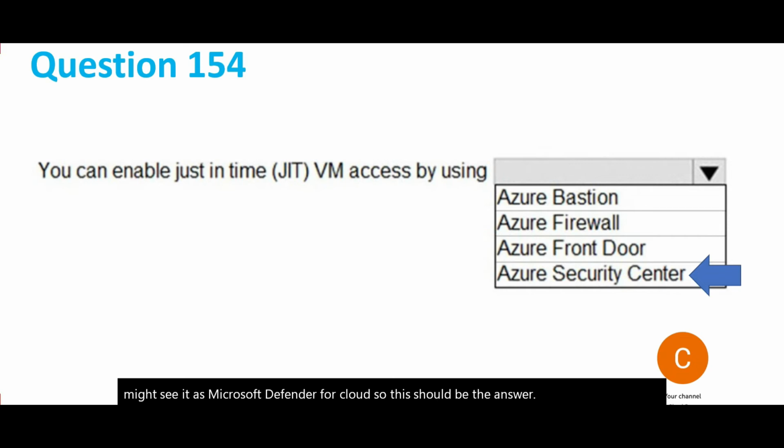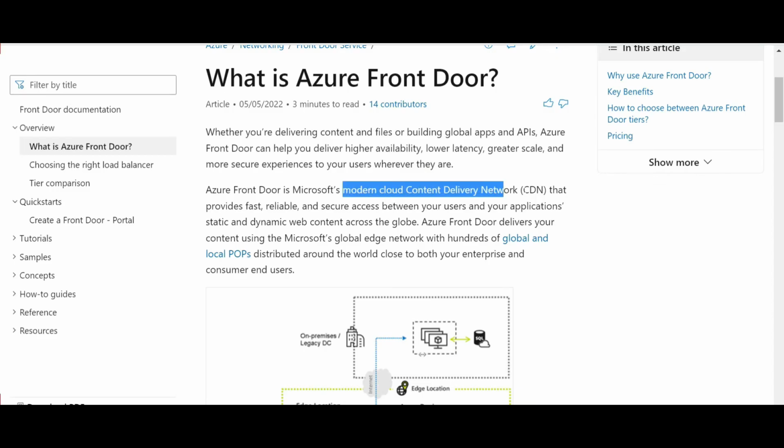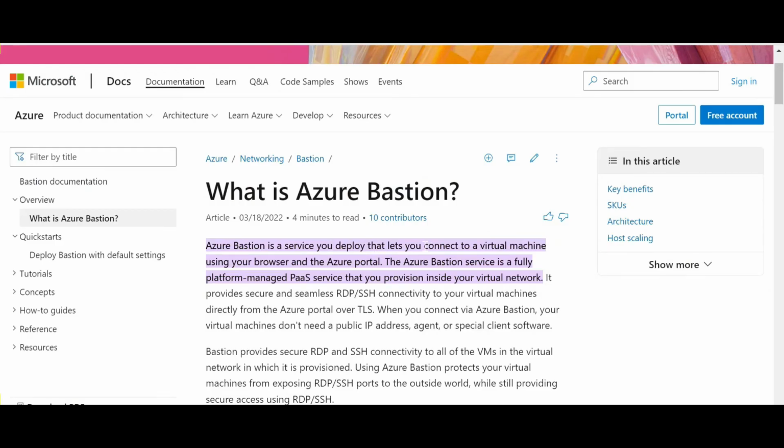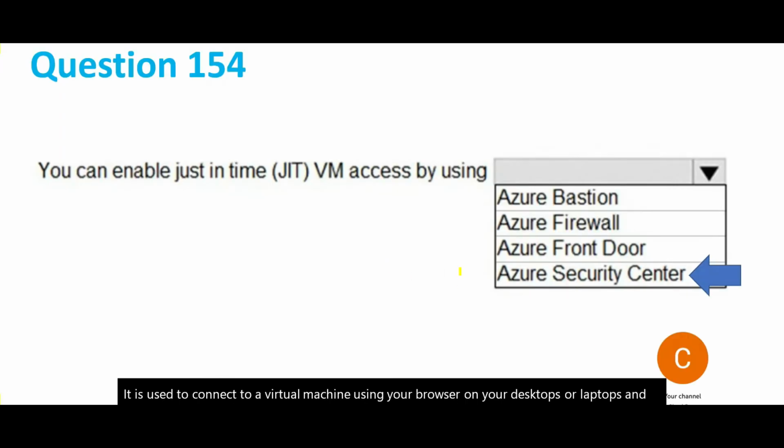See, Azure Front Door is Microsoft's modern CDN network. What it does is it provides fast, reliable, and secure access between your users and your applications, both for static and dynamic web content. So here, this will not help you with just-in-time stuff. Firewall is used to filter out unwanted network access, and Bastion is used to connect to a virtual machine using your browser on your desktops or laptops and Azure portal. It will not help you with JIT.